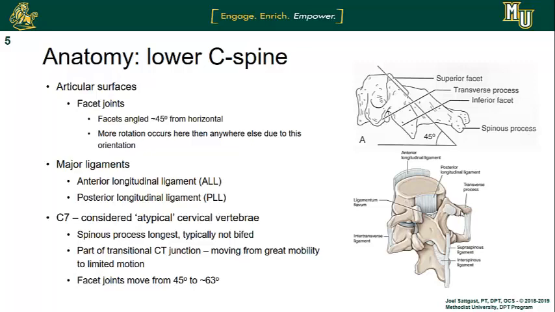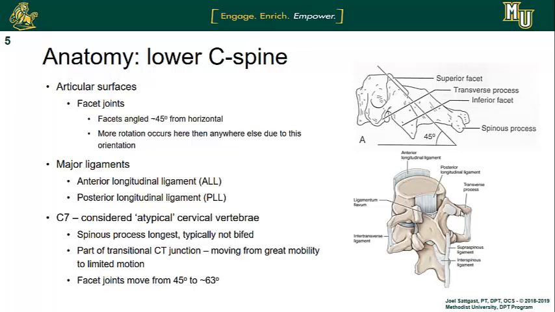We've already also talked about that C7, or the vertebral prominence, is considered atypical. The spinous process is the longest, which contributes to it being more prominent, as well as being part of the transitional CT junction. And so it looks almost more like a thoracic vertebra than a cervical one.